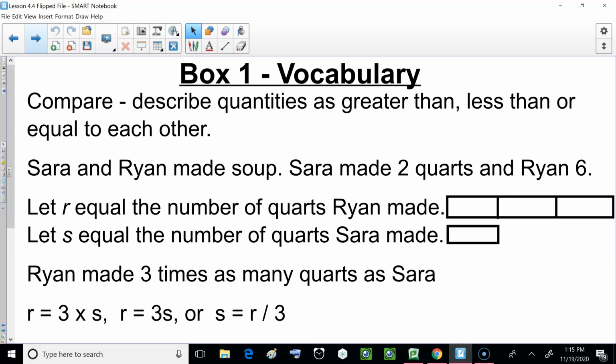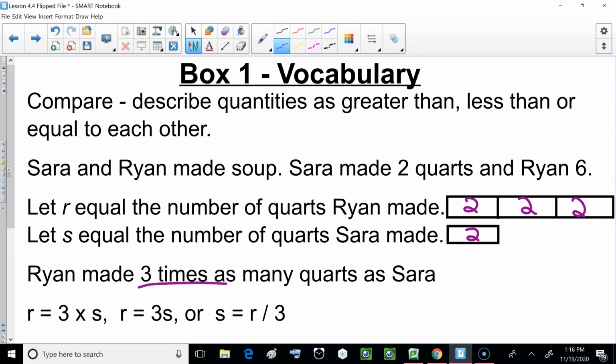So if we look at these right now, we have Sarah and Ryan made soup. Sarah made 2 quarts and Ryan 6. So let R equal the number of quarts Ryan made, and let S equal the number of quarts Sarah made. So if we take the lower of the two numbers, we start with 2. This would be 2 quarts that Sarah made. So then Ryan would have 2, 2, and 2 to make the 6 quarts. So if you look at this, Ryan made 3 times as many quarts as Sarah.